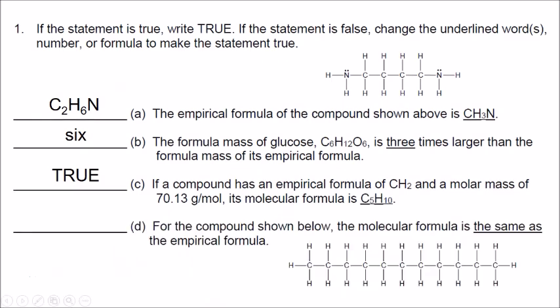In part D, we have a structural formula. If we count all of the carbons and the hydrogens, we get C11H24. That cannot be reduced, so therefore the molecular formula is the same as the empirical formula. Statement D is true.